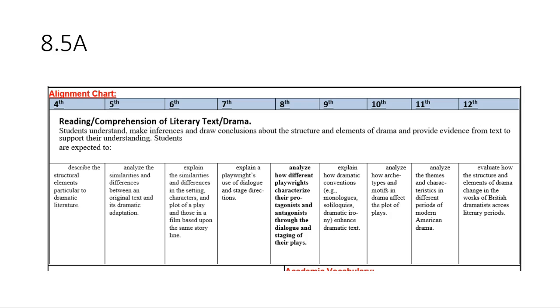Students might also need help with inferring what they know about protagonists and antagonists based on what the playwright has written into their instructions. Plays are very difficult for students, so the more that we can help them visualize and participate in a concrete way, the better it is.